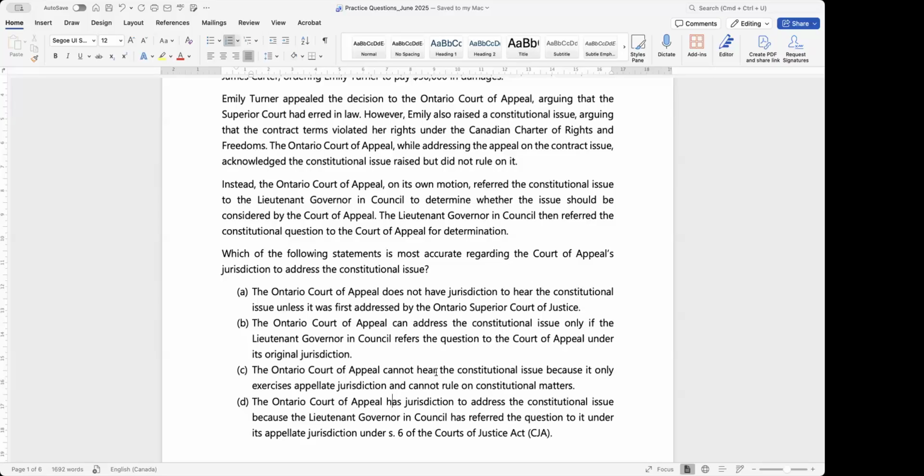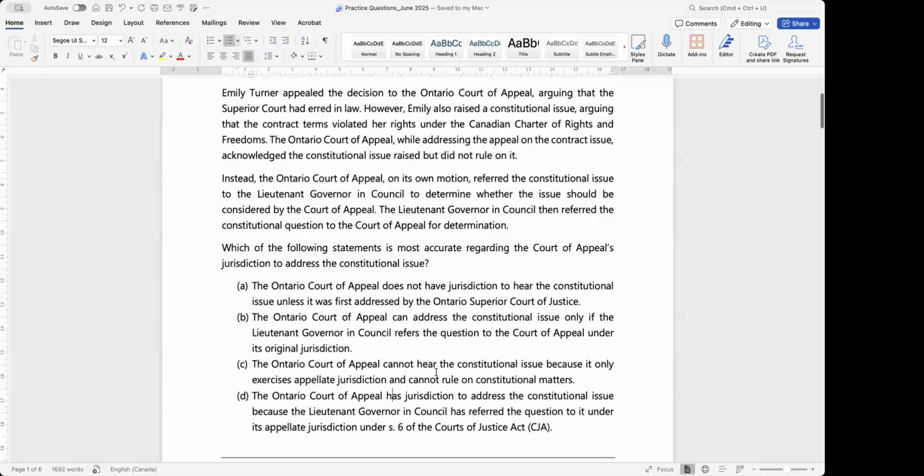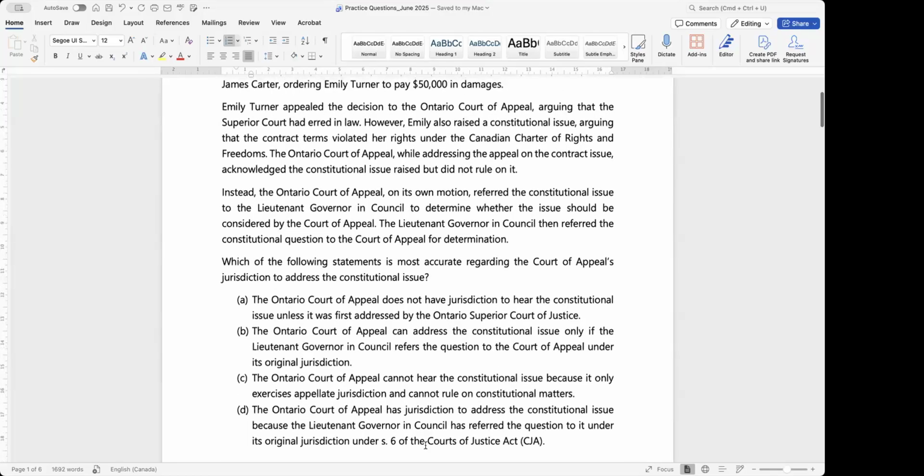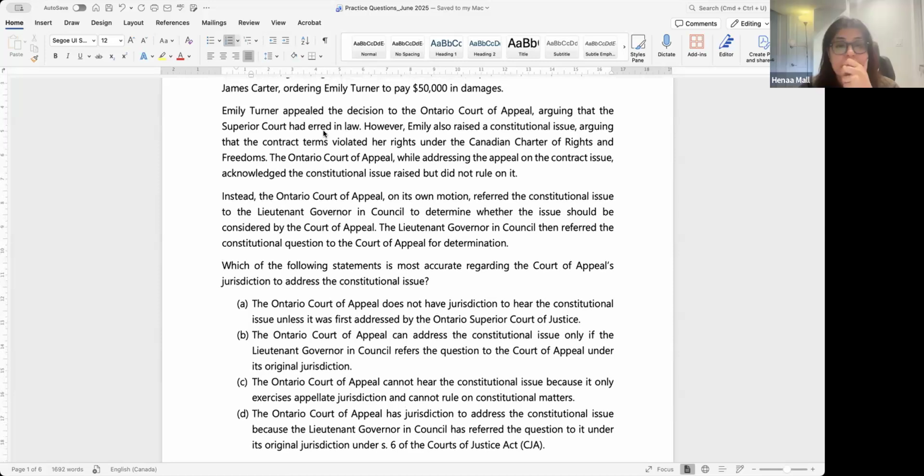A. The Ontario Court of Appeal does not have jurisdiction to hear the constitutional issue unless it was first addressed by the Ontario Superior Court of Justice. B. The Ontario Court of Appeal can address the constitutional issue only if the Lieutenant Governor in Council refers the question to the Court of Appeal under its original jurisdiction. C. The Ontario Court of Appeal cannot hear the constitutional issue because it only exercises appellate jurisdiction and cannot rule on constitutional matters. D. The Ontario Court of Appeal has jurisdiction to address the constitutional issue because the Lieutenant Governor in Council has referred the question to it under its original jurisdiction under Section 6 of the Courts of Justice Act. What do you think is the answer?